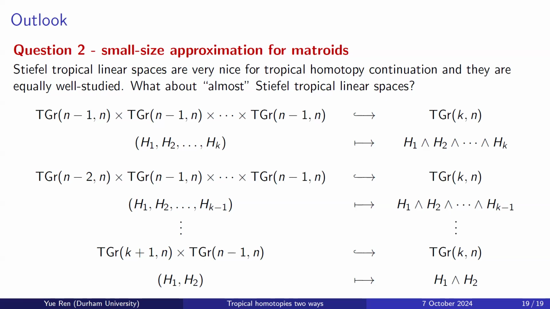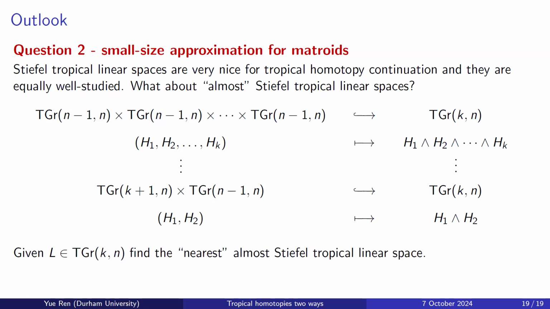There are many more of them, and honestly, any partition of k will give you one decomposition. What is really nice for me is that keeping track of these two matroid polytopes is so much easier than keeping track of the matroid polytope of this big thing. It's so much easier to work with. So this is why I care about this. And I guess the natural question for me is, if you have a tropical linear space, what is the nearest almost Stiefel tropical linear space? I don't really know how to call these things, by the way.